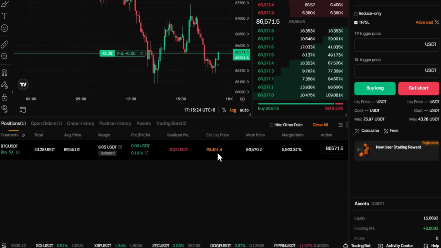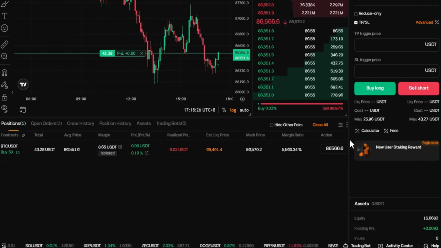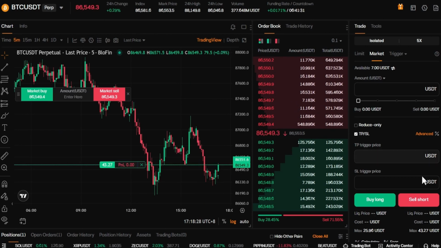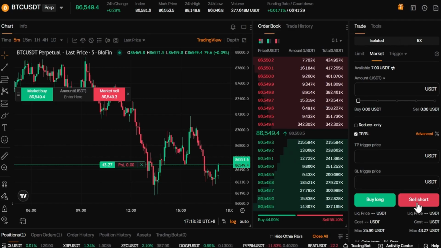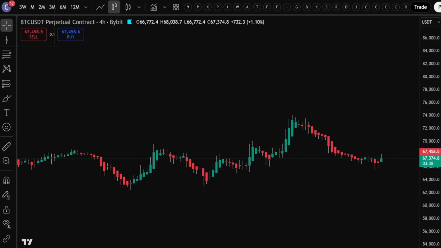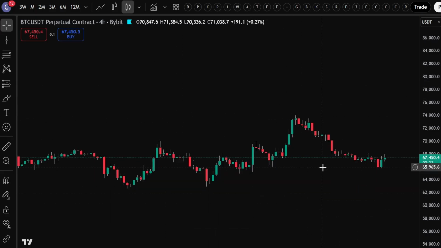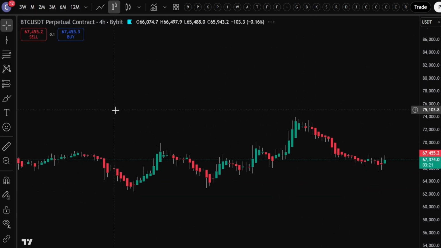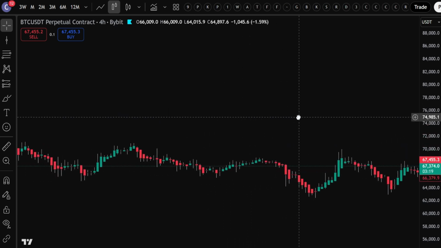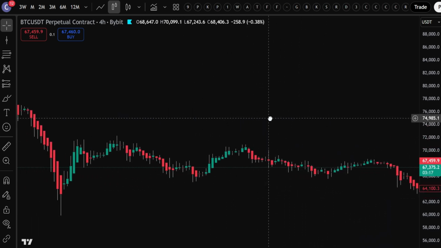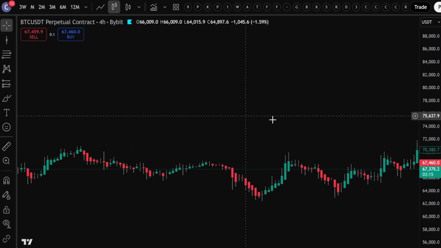Now that you know how to navigate the platform, let's move on to the actual strategy that can make you $100 per day. Alright, now let's set up the strategy on TradingView. First, if you're not familiar with Heiken Ashi candles, let me explain what makes them different. These candles are completely different from traditional Japanese candles. They smooth out price action and make trends much easier to identify. Here's what you need to know.